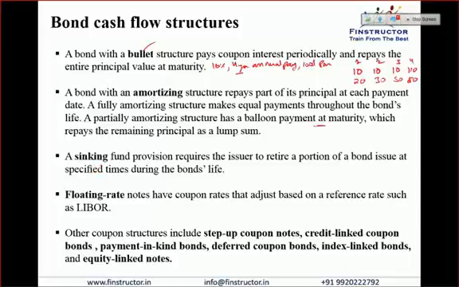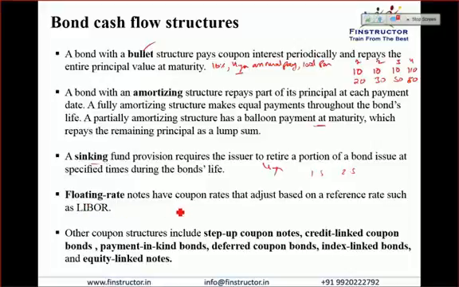A sinking fund provision requires the issuer to retire a portion of a bond issue at specified times during the bond's life. So some part of the principal has to be repaid at predefined milestones. So it may be a 4-year bond, but the entire principal will not be paid at maturity. After 1.5 years, 2.5 years, some part of the principal has to be retired according to the provisions of the sinking fund.